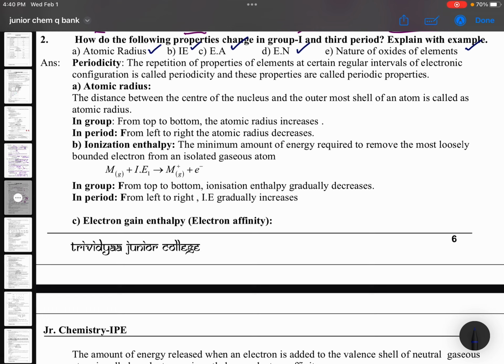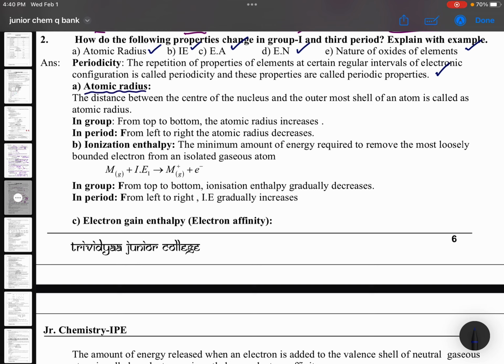Periodicity means the repetition of properties of elements at certain regular intervals of electronic configuration is called periodicity, and these properties are called periodic properties. No changes, you need to write as it is.